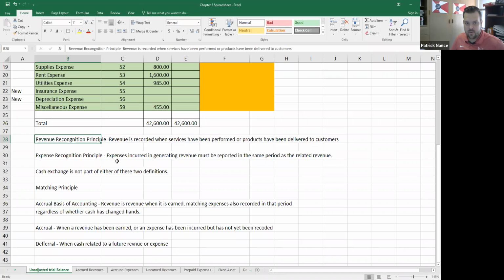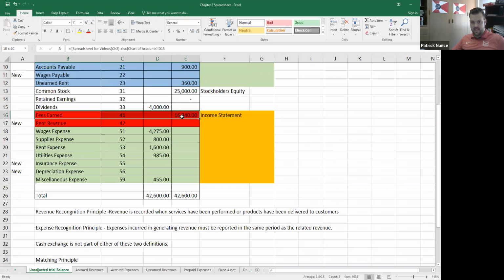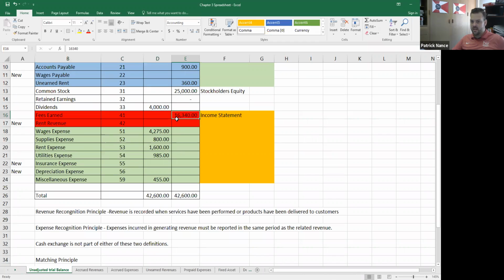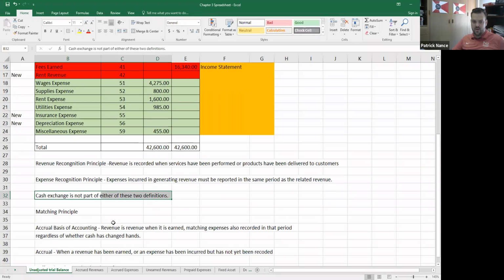Expense recognition principle: expenses incurred in generating revenue must be reported in the same period. Another name for this is the matching principle. I need to match up the expenses that I pay to earn the revenues, and they should go in the same period of time. Since the income statement is for a period of time, you make sure any expenses incurred in earning the revenue are included. So for this one, I've got $16,000 worth of revenue. Any expenses that were used for that, even if cash has not been spent on them yet, need to go in the same period or time frame that I earned the money for it. Notice that cash exchange is not a part of either of those definitions.